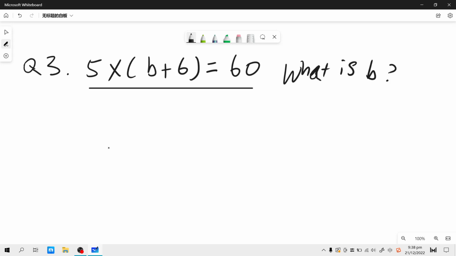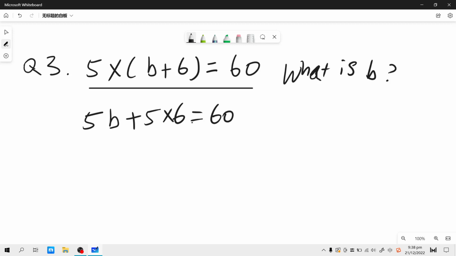So it's just simply 5. You just remove the brackets. For this kind of question, you must remove the brackets. So if you remove the brackets, it becomes 5b plus 5 times 6 equals to 60.